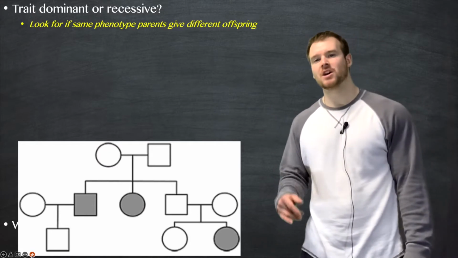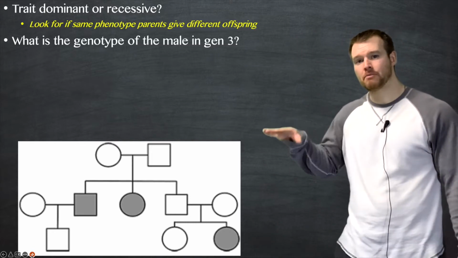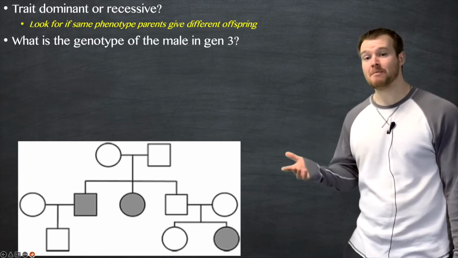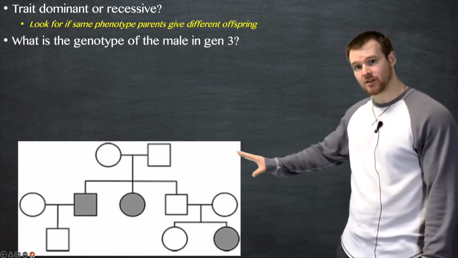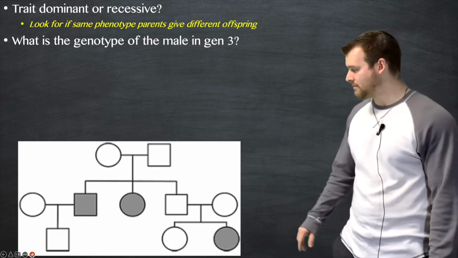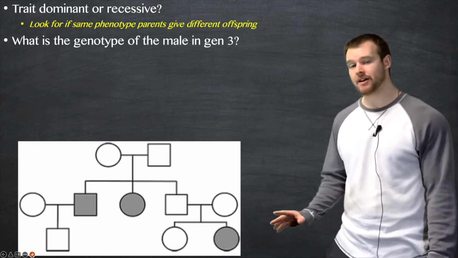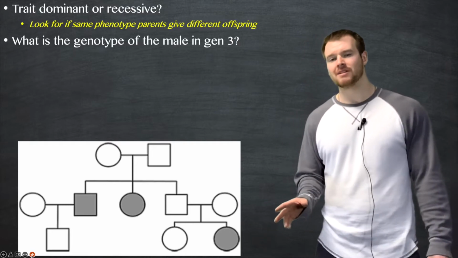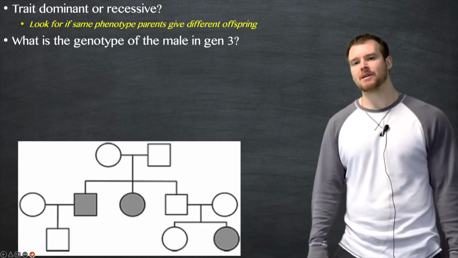Now, another type of question that it could ask is the genotype of a specific person on that pedigree. So for example, what is the genotype of the male in generation 3? I look at the bottom, which is generation 3, and see that there's only one male on that far side, and that male is not affected or does not have the trait. Now, it helps that we already determined that the trait was recessive, because now we can trace back what the genotype must be.